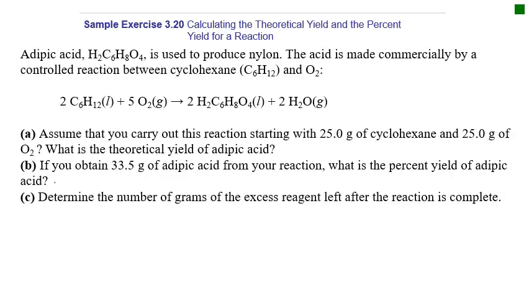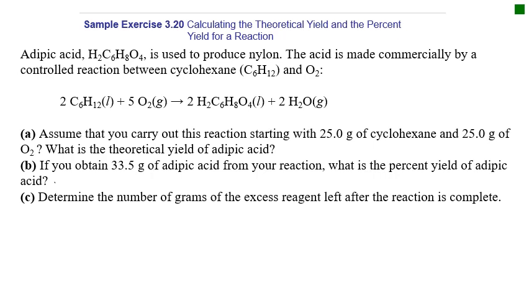For our last reaction, I'm going to show you the Rice table method using the reaction between cyclohexane and oxygen to produce adipic acid. Adipic acid is one of the main components in the commercial production of nylon. We're going to assume that for this reaction we're going to have 25 grams of cyclohexane reacting with 25 grams of oxygen gas. And based on that reaction, we're going to determine the theoretical yield of the adipic acid.